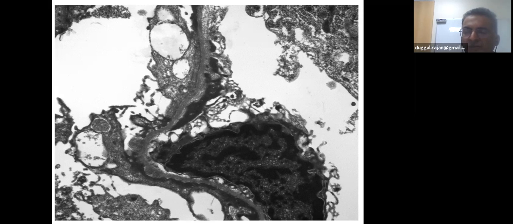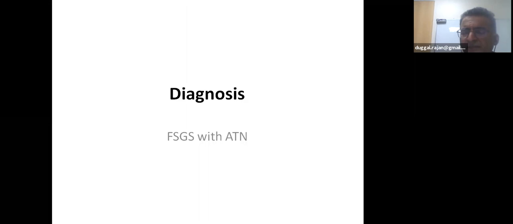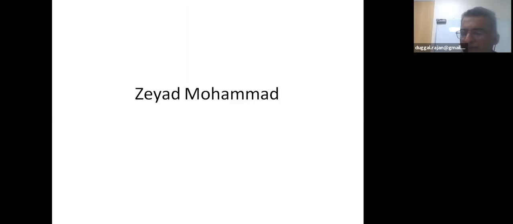Immunofluorescence was showing again a non-specific IgM-C3 trapping. So it is also consistent with primary FSGS. The only additional finding is there is a tubular injury also, which is seen in this case. So this was FSGS with ATN. So we come to the next case, ma'am.